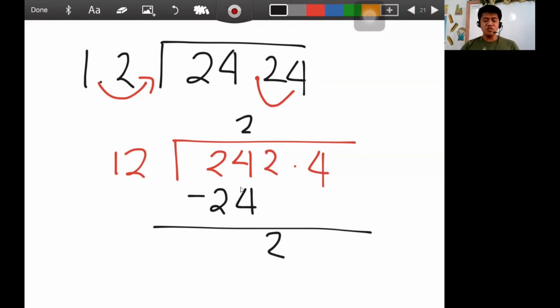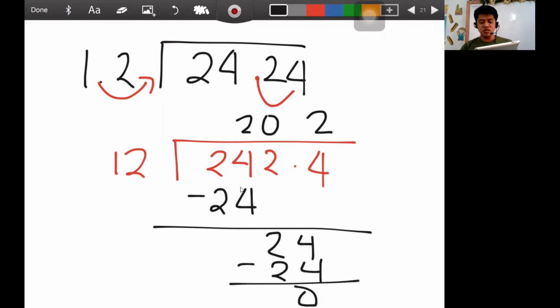2 divided by 12, bawal. So therefore, kukuha tayo ng katabi niya na number, which is si 4. Dahil kumuha tayo ng katabi niya na number, maglalagay tayo ng 0 dito. Naintindihan? Tapos, 24 divided by 12 is equal to 2. 2 times 12 is equal to 24. 24 minus 24 is equal to 0. At huwag natin kalimutan kung saan natin nakita si decimal point, doon din natin siya ilalagay sa taas. Kaya ang sagot ay 20.2.